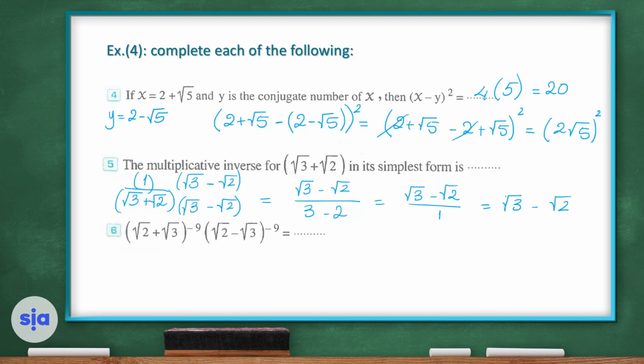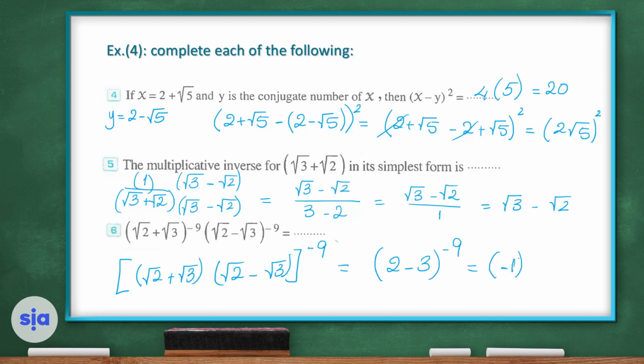Question 6. Root 2 plus root 3 all to the power of negative 9 multiplied by root 2 minus root 3 all to the power of negative 9. This can be written as root 2 plus root 3 times root 2 minus root 3 all to the power of negative 9. Let's find the product of the conjugate first. The product of the conjugate will be 2 minus 3, and then you can put the power negative 9. So it's negative 1 to the power of negative 9. Then the final answer is negative 1.